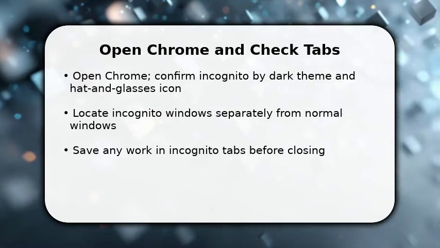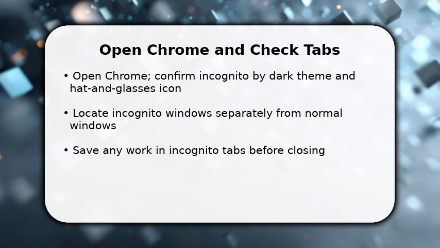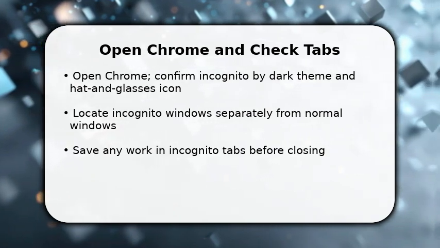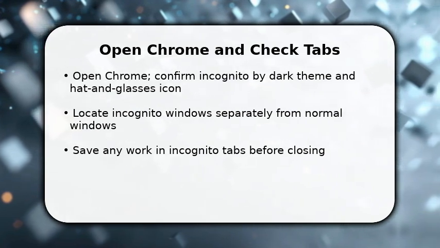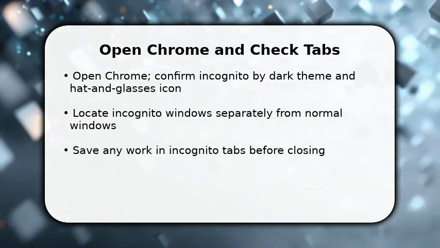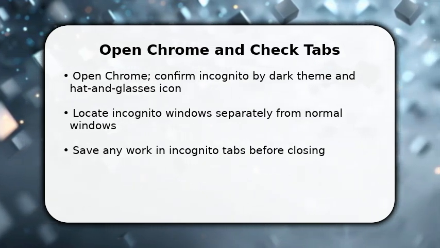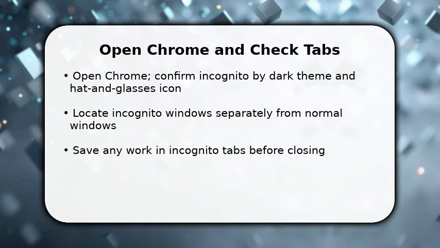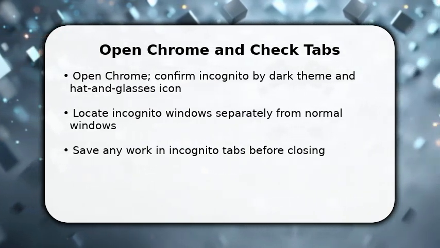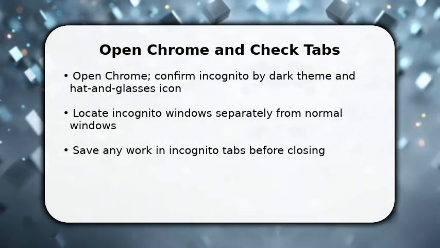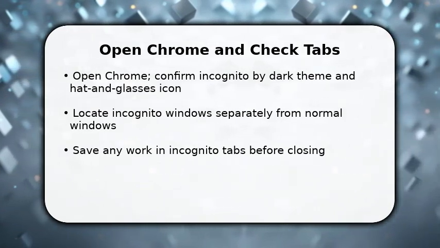You're starting in Chrome with an Incognito window open. This mode prevents local history, but doesn't make you invisible. First, identify the Incognito window by its darker color and the hat and glasses icon at the corner. Once done, check every tab inside that window for unsaved forms or downloads. Make sure to save or copy important content because closing the window will end those sessions. This step prevents data loss and sets you up to fully exit Incognito mode safely.